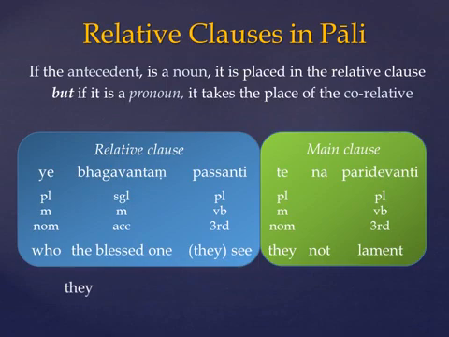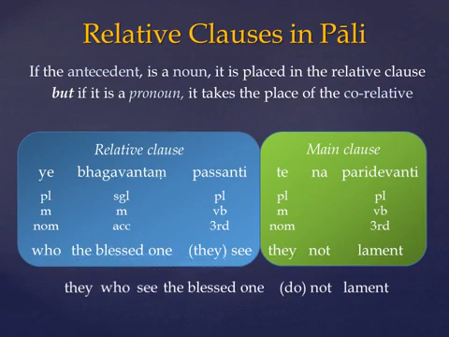And it's in nominative case, being the subject of the third-person plural verb. So we can construct the main clause as, they do not lament. And now if we look at the relative clause, the verb pasanti is in third-person plural, matching the pronoun who, and the noun the Blessed One is in accusative case, being the object of this verb. So we can render the relative clause, they who see the Blessed One. And together, they who see the Blessed One do not lament.